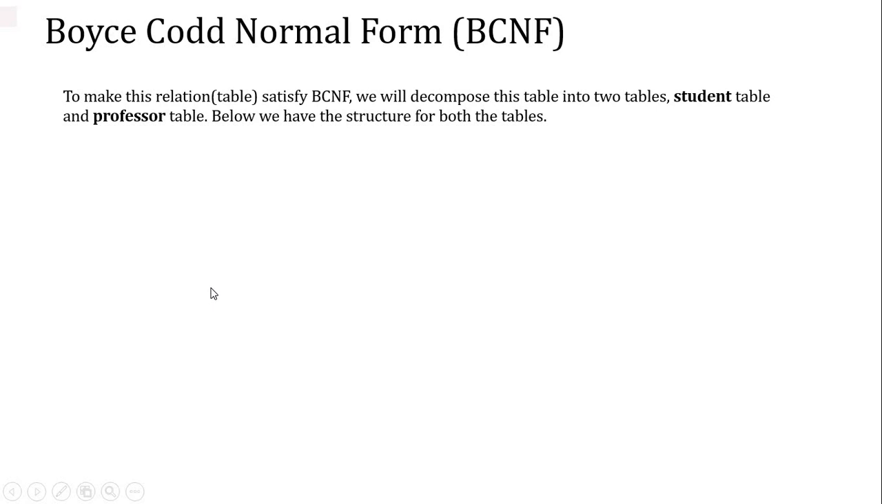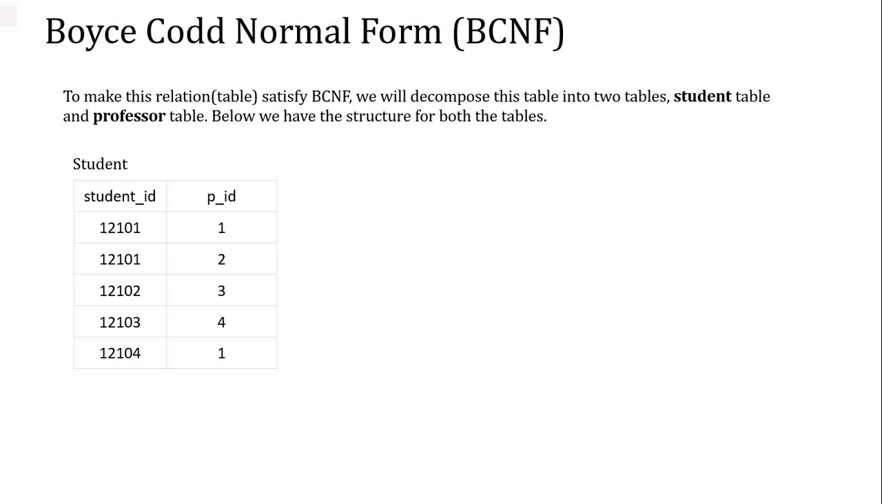To make the table satisfy BCNF, we will decompose this table into two tables: first the student table and the professor table. Below we have the structure of both tables. First we take the student table. So we'll make the student ID and the PID, that means professor ID.